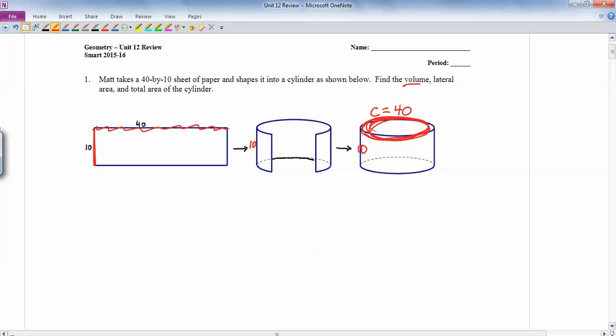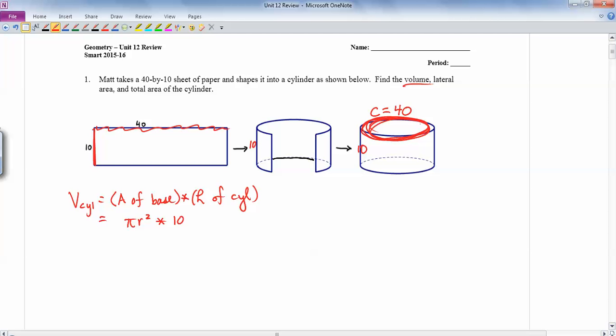So we've got to find the volume. The volume of a cylinder, a shape that goes straight up and down and has the same bases, is the area of the base times the height of the cylinder. And the area of the base, since it's a circle, is pi r squared. And then the height is 10.